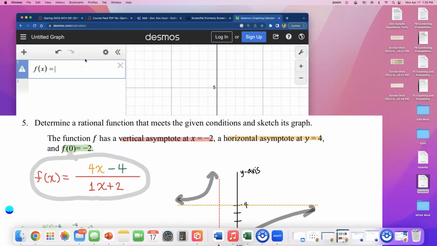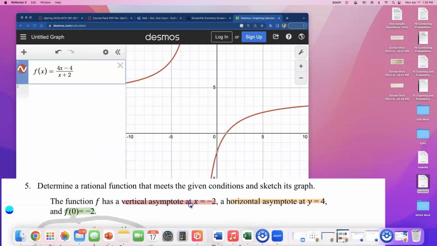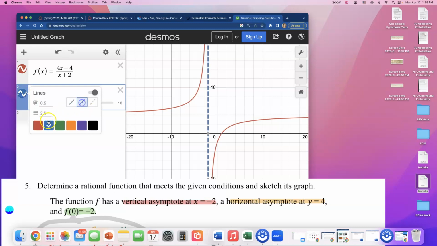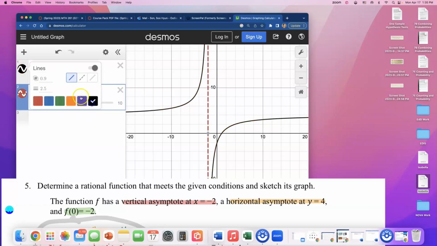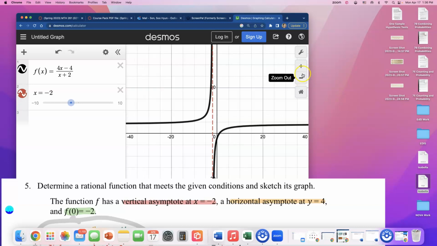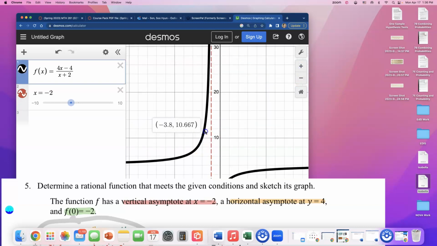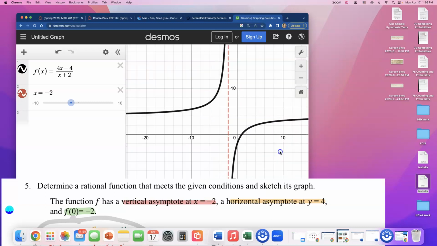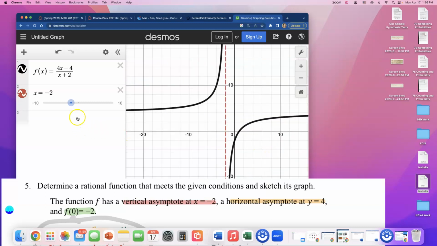So I'm going to type in the answer that I think is correct: 4x minus 4 over x plus 2. Now I'm going to see if this has a vertical asymptote at x equals negative 2. Okay? I'm going to graph x equals negative 2 in a dotted line. Does it have a vertical asymptote at x equals negative 2? Yes. As the graph gets infinitely close to this red dotted line, you can see this graph is going up. The right limit is going down. So it does definitely have a vertical asymptote at x equals negative 2.